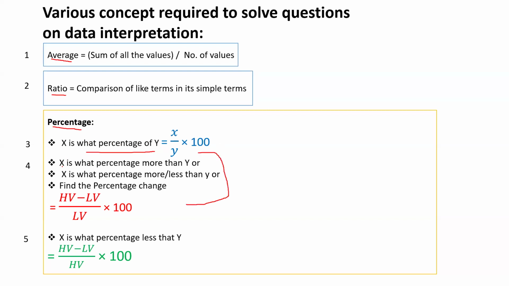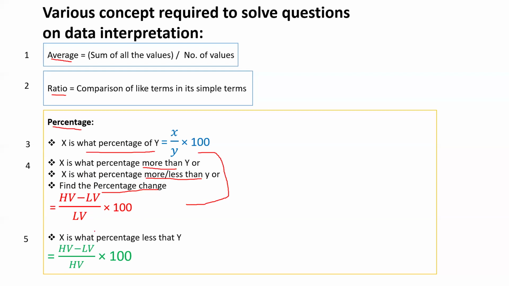Next, for the 3 questions, there is only one formula. The questions are like, x is what percentage more than y, or x is what percentage more or less than y. Find the percentage change. For all these 3 questions, there is only one formula, that is higher value minus lower value divided by lower value into 100. So you'll have two values, x and y, and you just need to find the difference divided by lower value into 100.